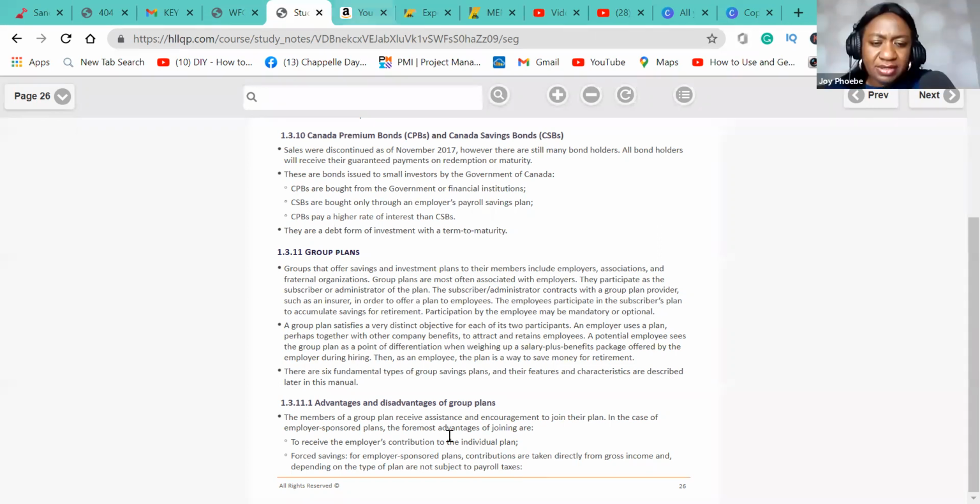Okay. So again, we have advantages and disadvantages of group plans. The members of the group plan can receive assistance and encouragement to join their plans. In the case of employer sponsored plans, they receive employer contributions to their individual plan. Okay.